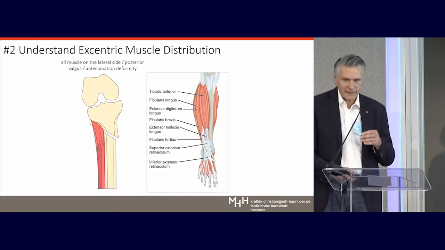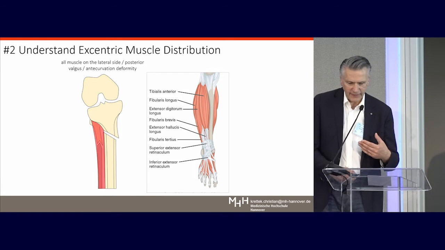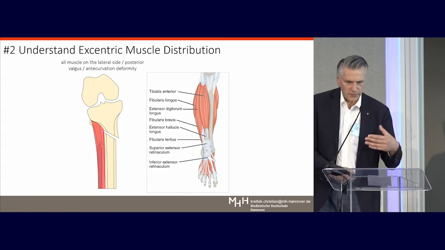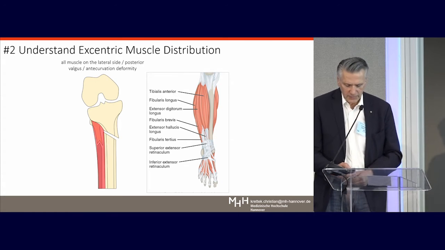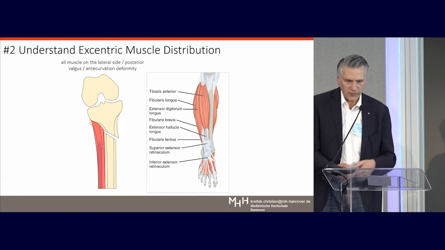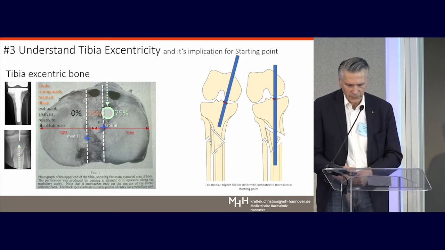distribution of muscles is very eccentric. Almost everything on muscle is on the lateral side and posterior, but there's nothing on the medial side. This also favors the development of a valgus deformity.